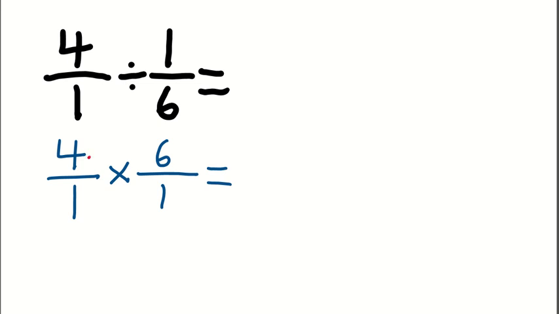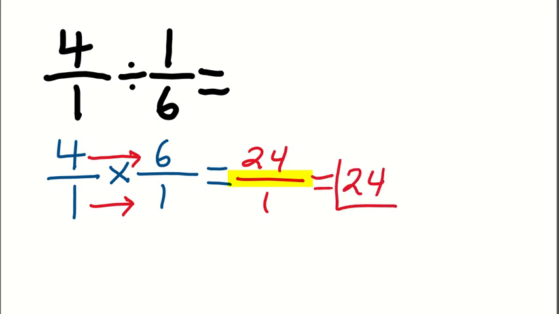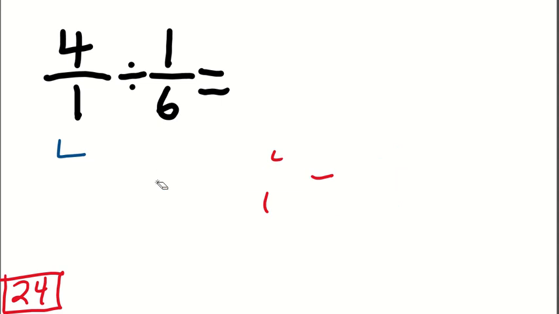Now I can multiply across the top. 4 times 6 is 24. Multiply across the bottom. 1 times 1 is 1. And as always, fractions are division problems. 24 divided by 1 is simply 24. So our quotient is 24. I'm going to put my quotient down here so I remember what it is and see if I can illustrate this with pictures. Okay, so let's dive right into it.